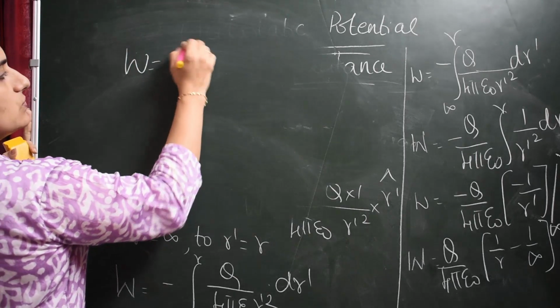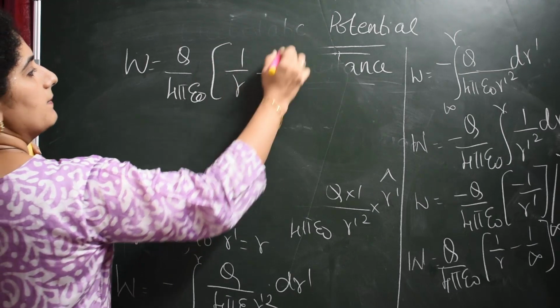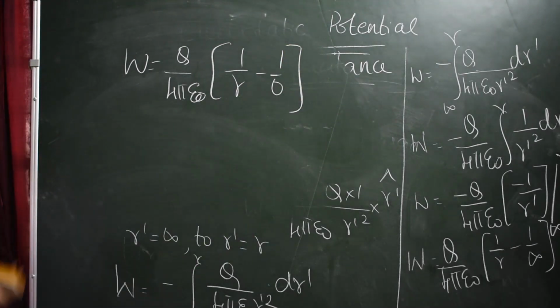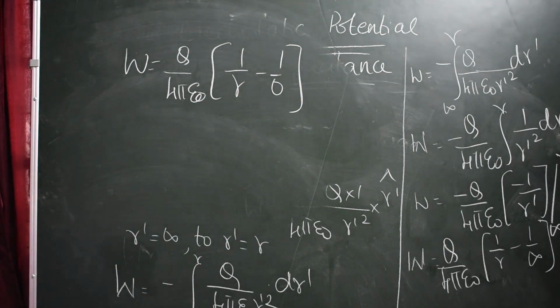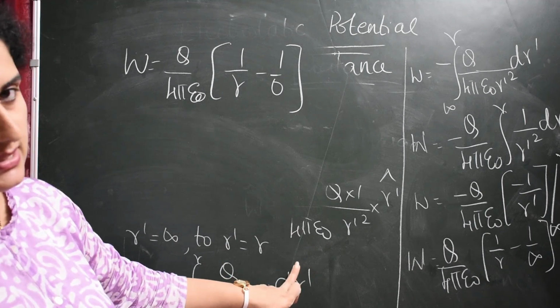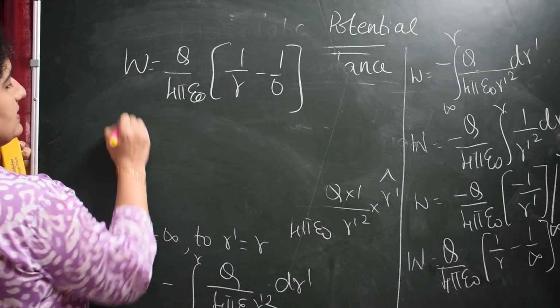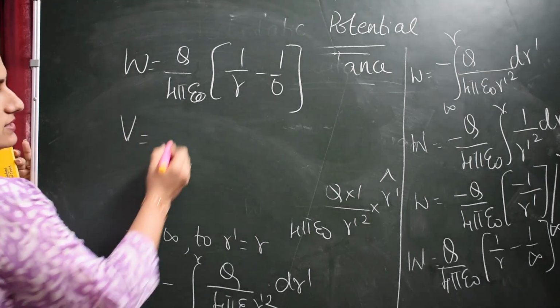So W will be equal to Q by 4 pi epsilon naught into 1 by R minus 1 by 0. So this is the work done. By the definition, the potential due to the charge Q will be equal to V. When we write this work done in order to bring the test charge, or any unit positive charge, from infinity to any point, it is taken as V, the electrostatic potential.